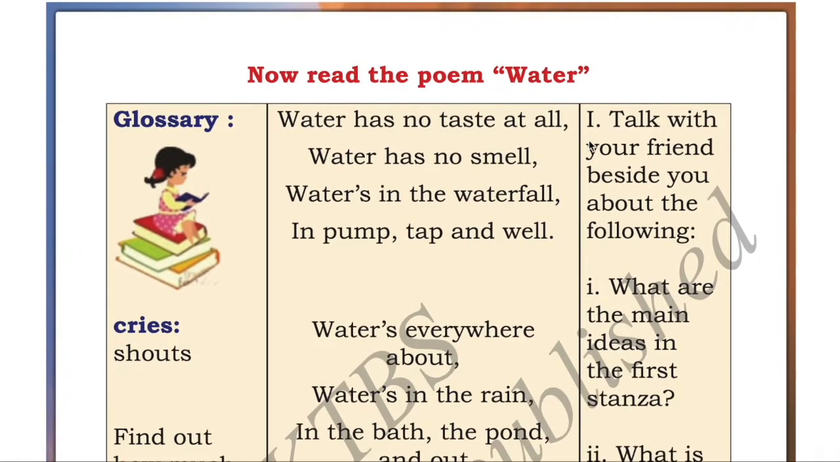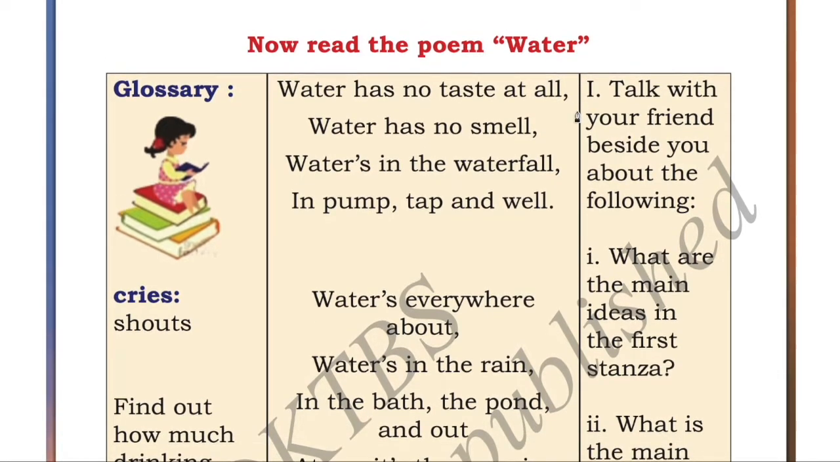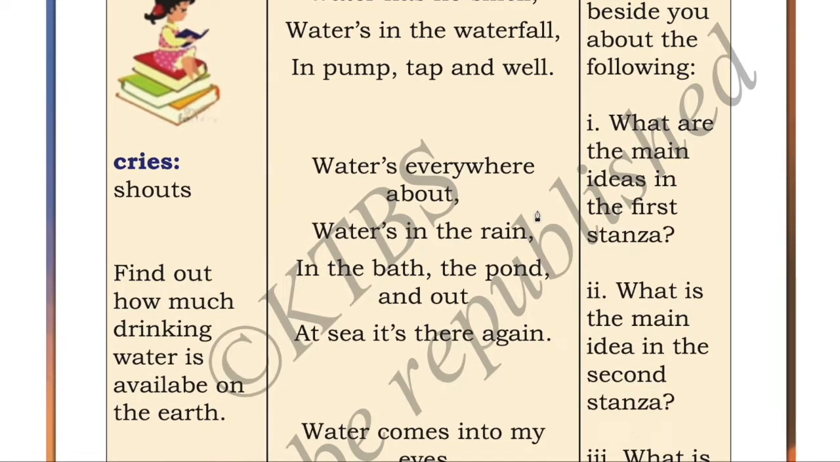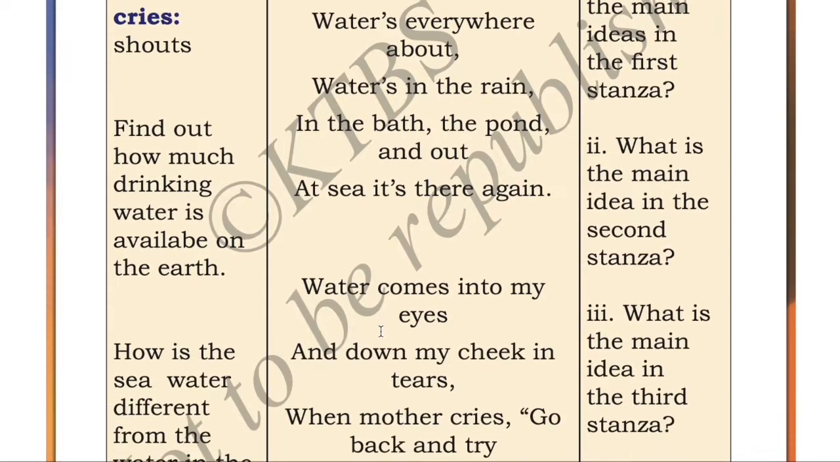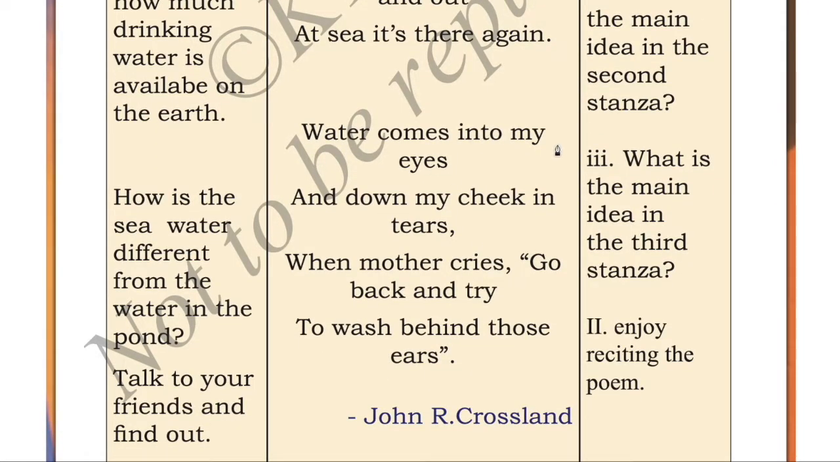Let's move on. Let's read the poem Water. Water has no taste at all. Water has no smell. Water's in the waterfall, in pump, tap, and well. Water's everywhere about, water's in the rain, in the bath, the pond, and out at the sea, it's there again. Water comes into my eyes and down my cheek in tears when mother cries, go back and try to wash behind those ears. This poem is written by John R. Crossland.